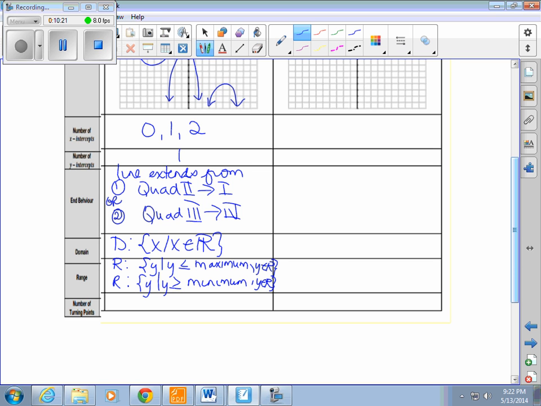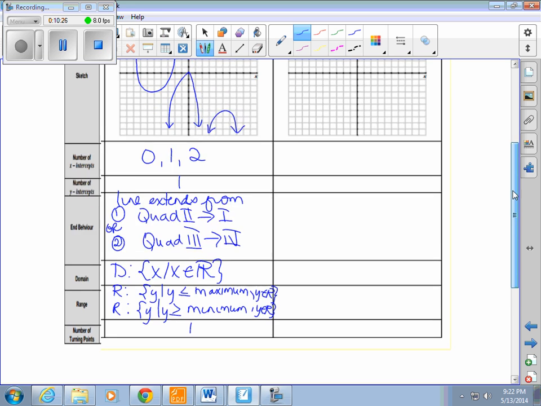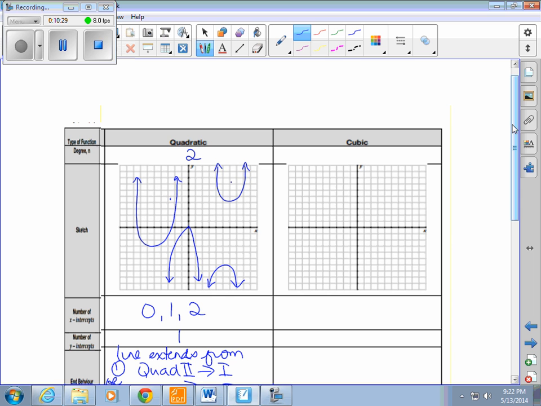Number of turning points, you're going to have 1. Okay, so if you have a cubic function, that means your degree is 3. And you have a few different options for this one. So you could have a graph that behaves like, let's see, I'm trying to make that one just touch. Okay. So it could go like this.